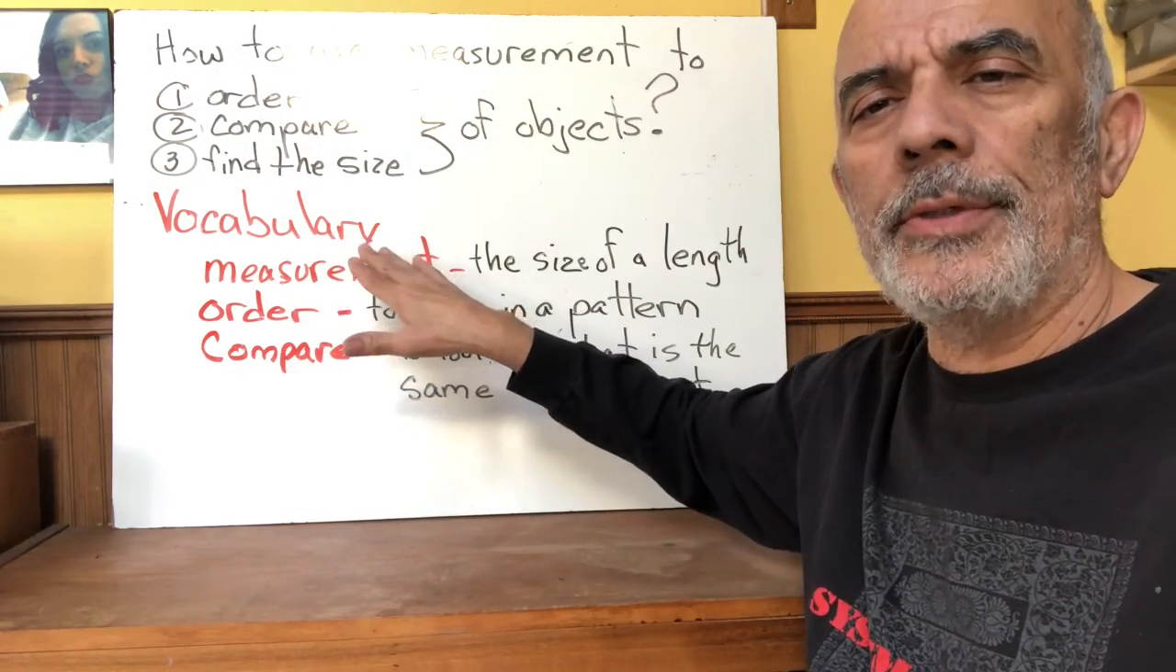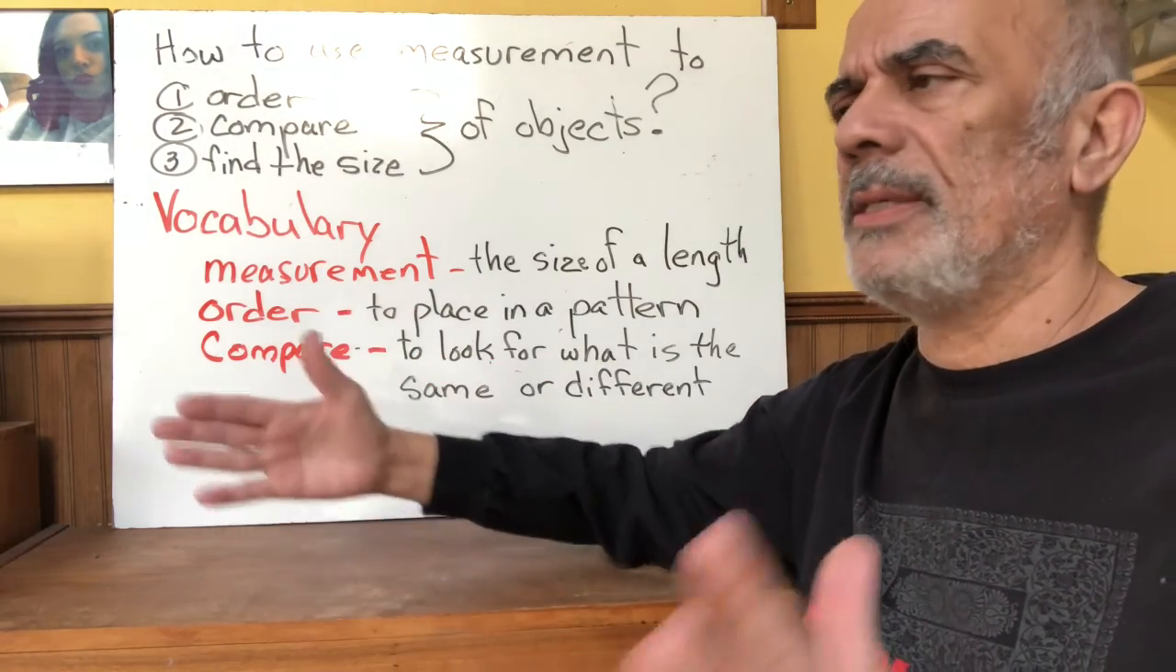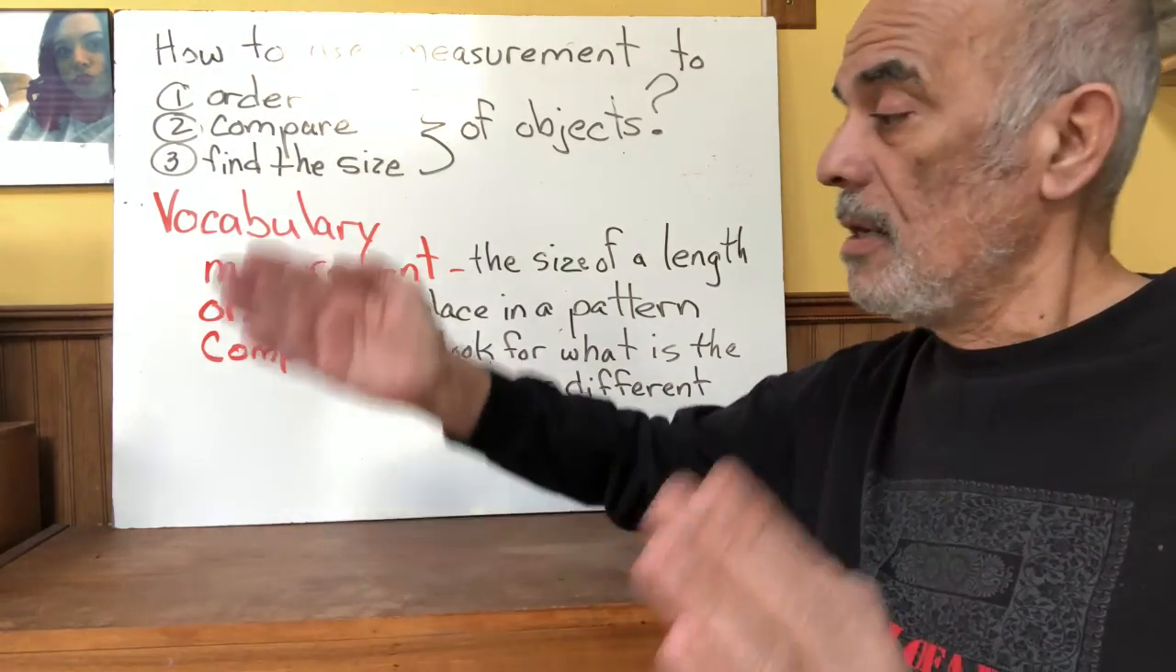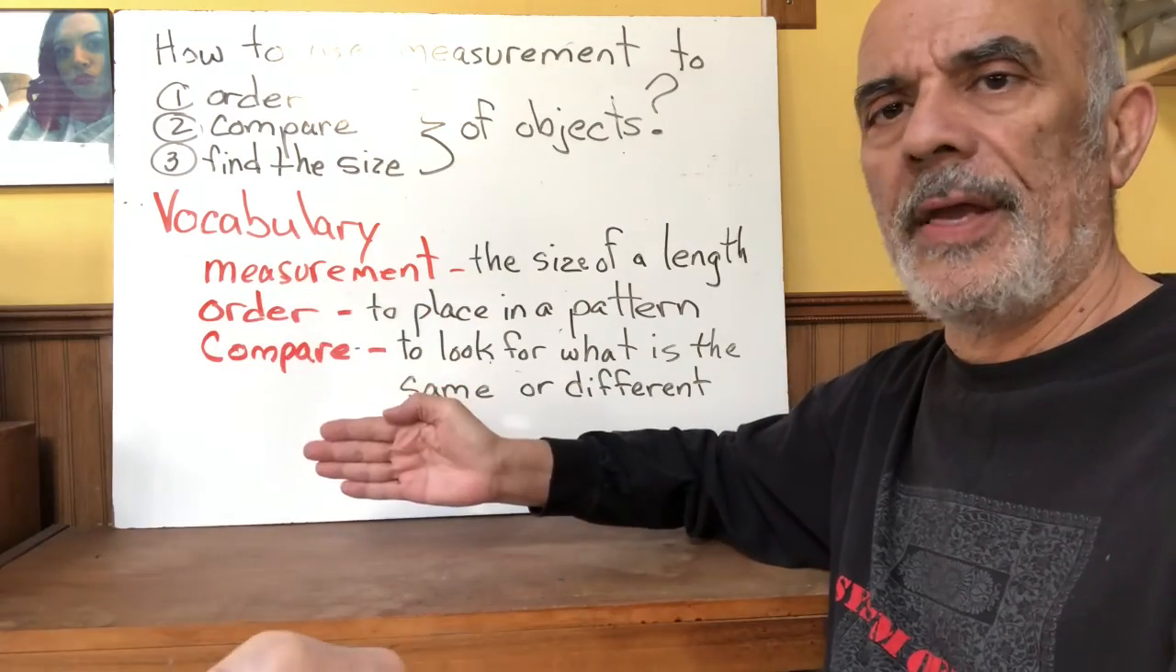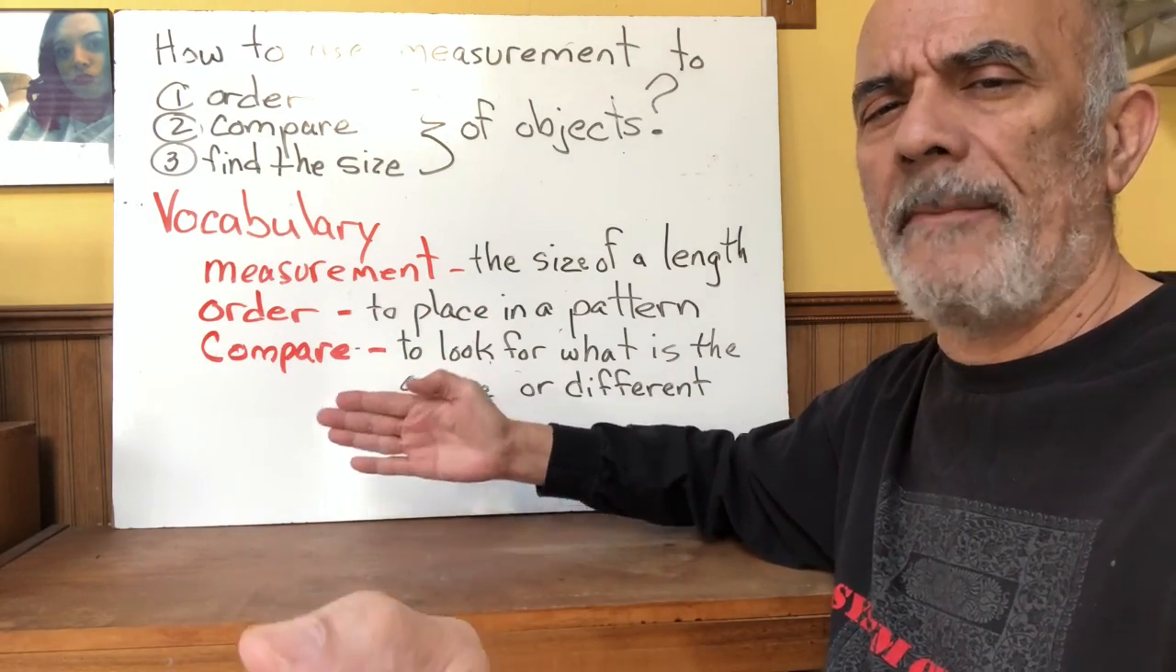You got to know a couple of words. Measurement, that's when you see what is the size of this object from one end to the other end, from the beginning to the end. What is that length? What is that measurement?